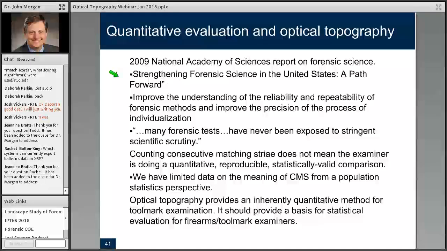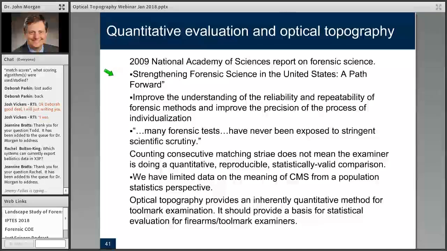I'll close with just a short discussion from the perspective of the reliability of forensic methods, which it's almost required when you do a talk like this to talk about the 2009 National Academy's report on forensic science, which laid out this issue and included talking to some extent about firearms examination.